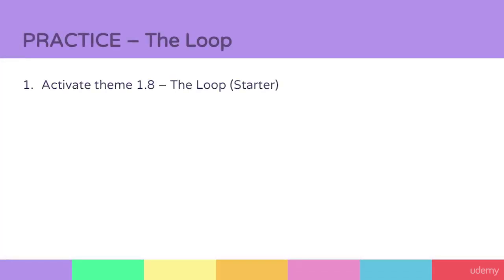You're going to start off with activating the theme 1.8, the loop, the starter files, the starter theme, and it's going to have all the comments and everything that we need. You'll pop open the index.php. You'll see all the comments. You're going to code out the loop. You'll see it's very clear where you want to do this. The PHP blocks are kind of there and ready for you.